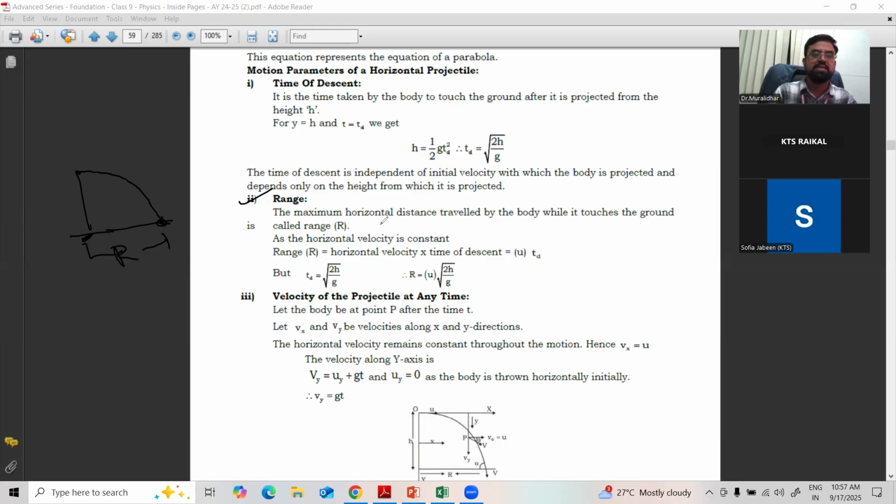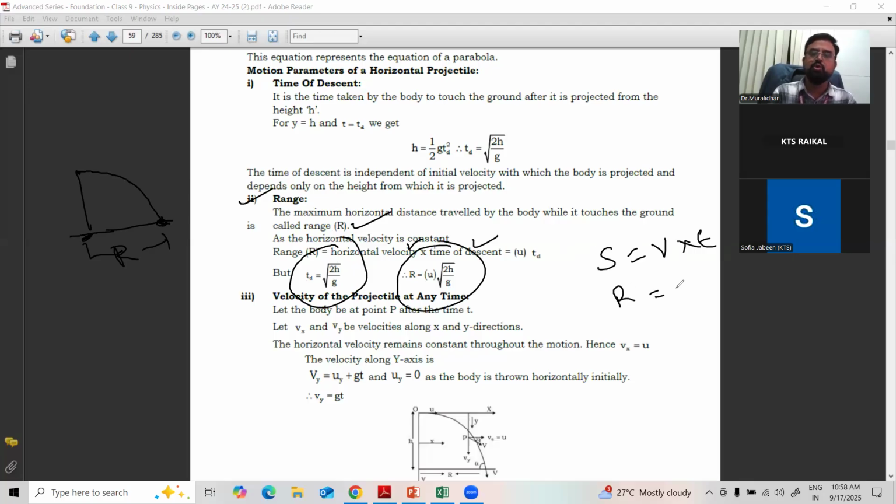Range. The maximum horizontal distance traveled by a body while it touches the ground is called range. As the horizontal velocity is constant, the range is equal to horizontal velocity times time. Range is nothing but distance, and distance is nothing but velocity into time. So we have taken horizontal velocity. Again, the same formula: range is equal to velocity into time.